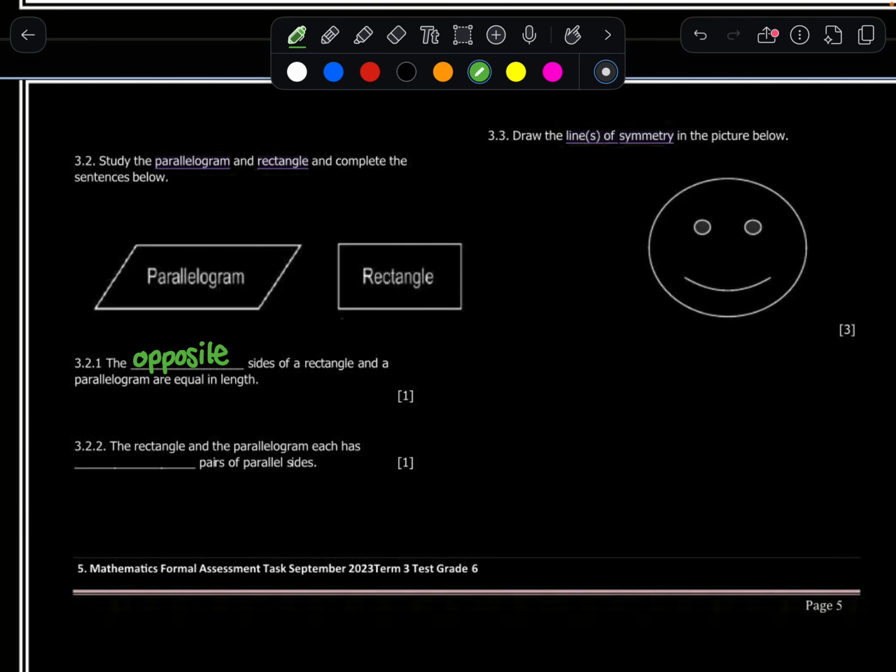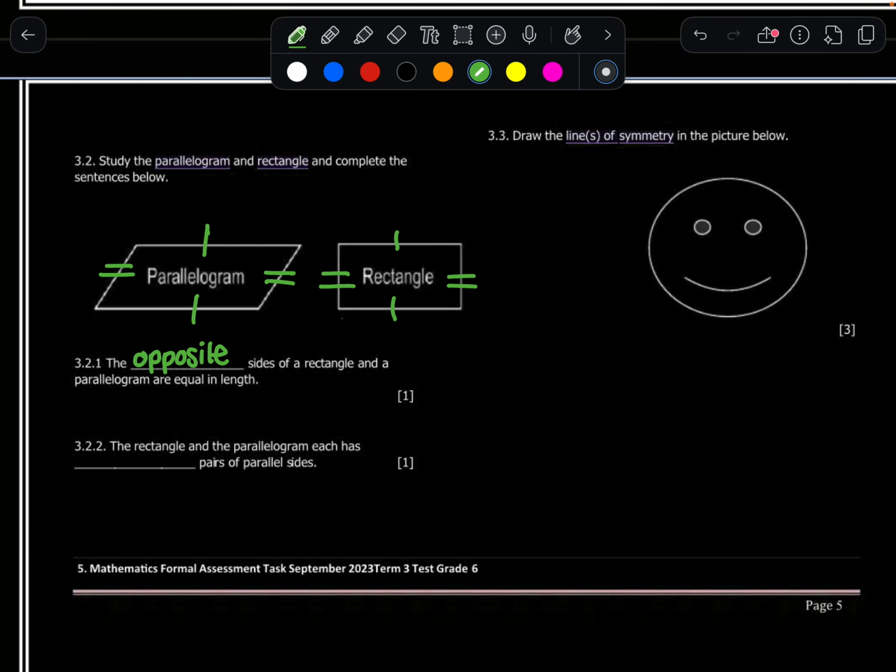So what you can see is here, this side is opposite to this side, and they are equal in length. The same in a rectangle. That's opposite to that and equal in length. Same here, this side is opposite to this side. They're equal. And same for a rectangle.